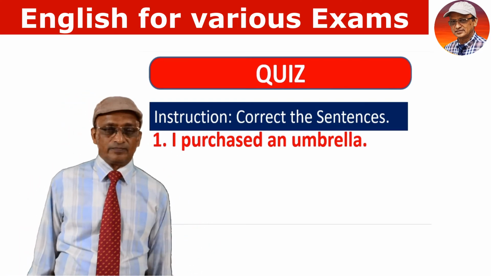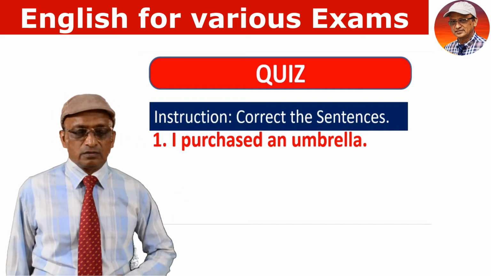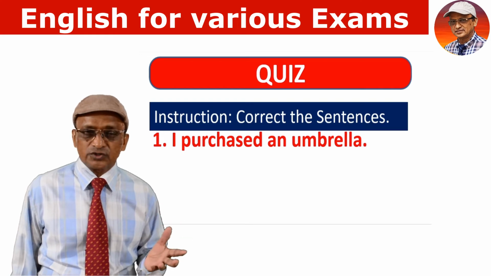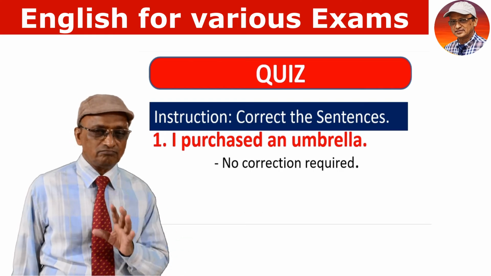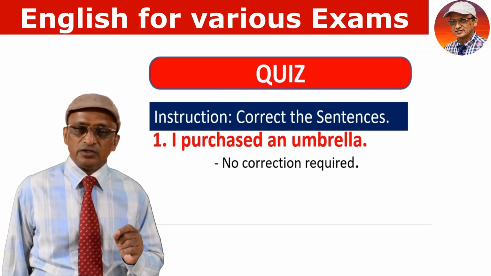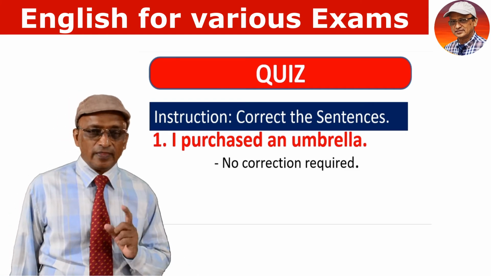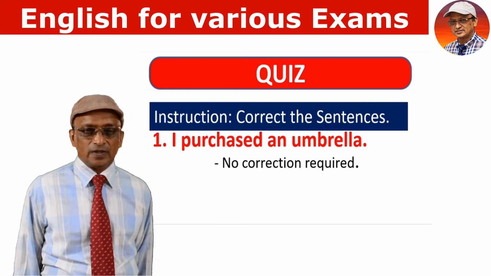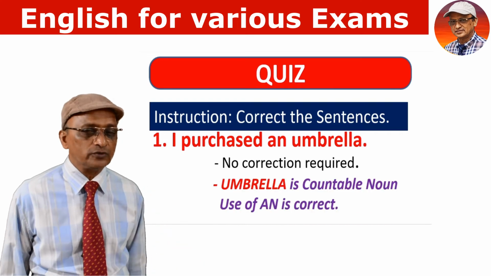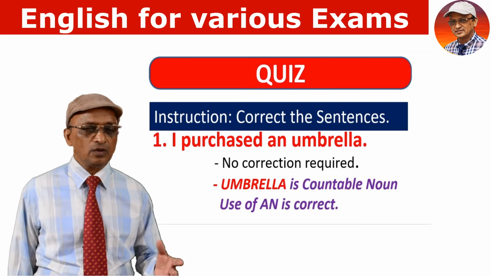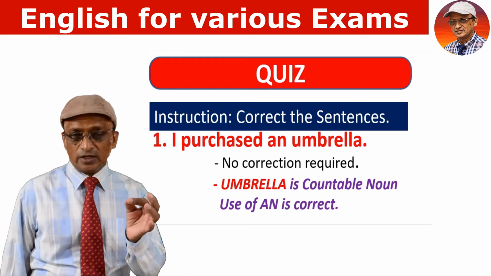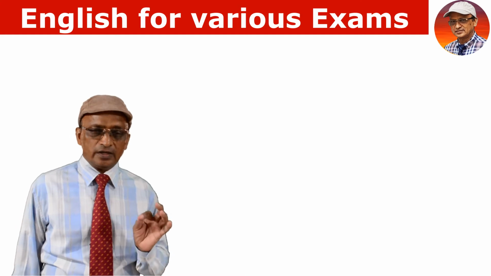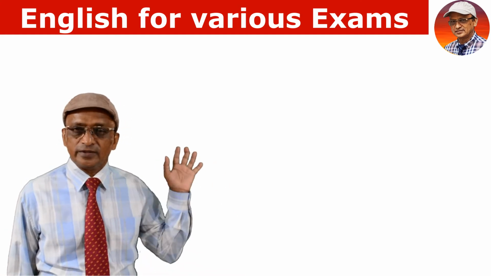And question number one. Question number one is, I purchased an umbrella. And in this sentence, if there is anything wrong, let's find out. Is there anything wrong in this sentence? No. Umbrella is a countable noun, number of umbrellas we can count, and that's why use of an with this umbrella is a correct use, and that's why there is no correction required for this sentence. If someone questions why no correction is required, simple answer to this question is umbrella is one countable noun and use of an is correct and fair.